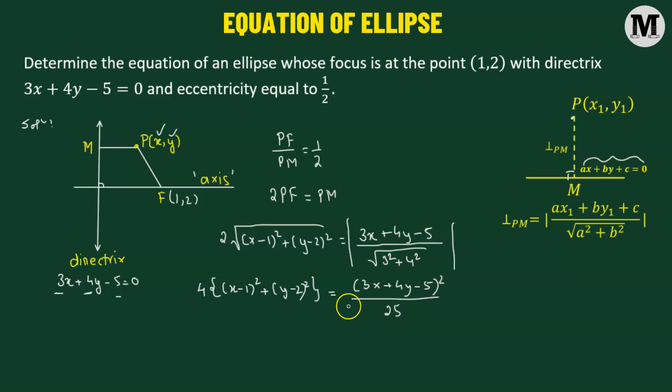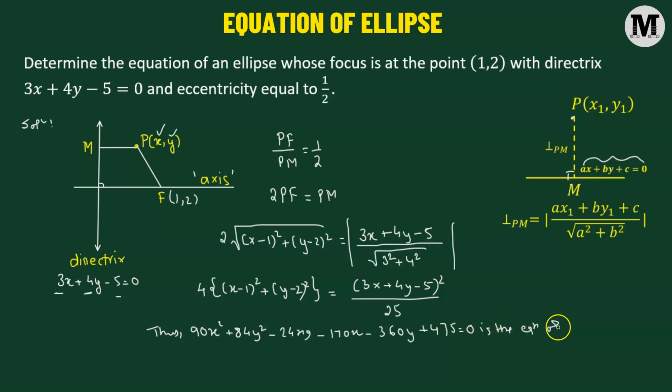Now we will simplify this, and that's going to give us the final expression 90x squared + 84y squared - 24xy - 170x - 360y + 475 = 0. And this is going to be the required equation of the ellipse whose focus is at the point (1, 2) with the directrix and the eccentricity known.